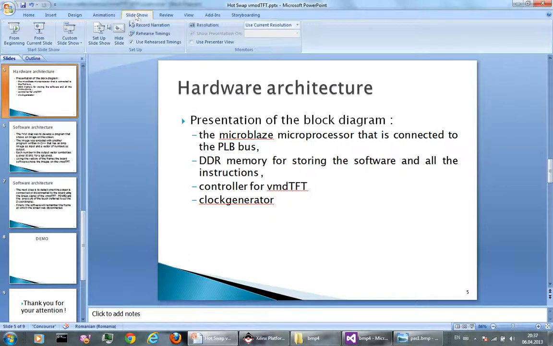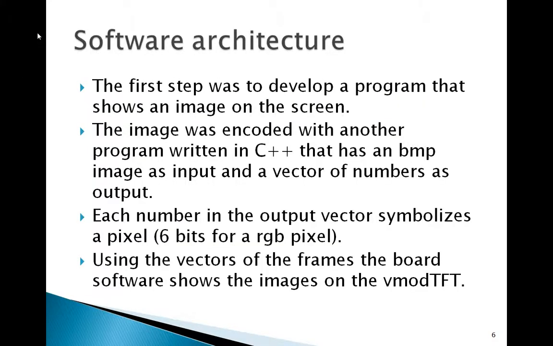Let's continue with the software architecture. The first step was to develop a program that shows an image on the screen. The image was encoded with another program written in C++ that has a BMP image as input and a vector of numbers as output. Each number in the output vector symbolizes a pixel, 16-bit for an RGB pixel. Using the vectors of the frames, the board software shows the images on the vmodTFT.